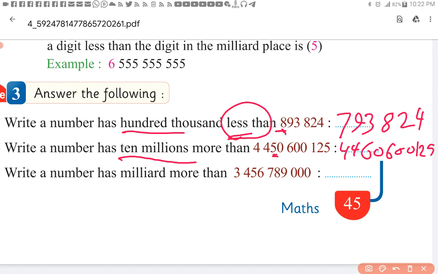The last one. Write a number that has a milliard more than. Where is the place of milliard? 3. So you will add 1 to 3. It will be 4, and the others 4, 5, 6, 7, 8, 9, and 3 zeros.